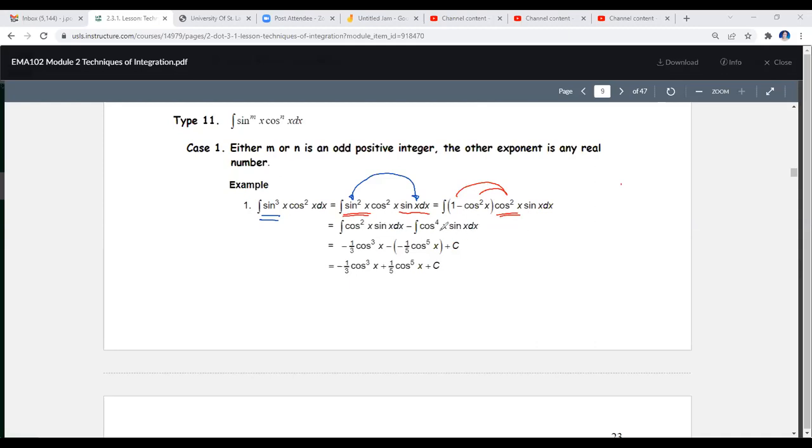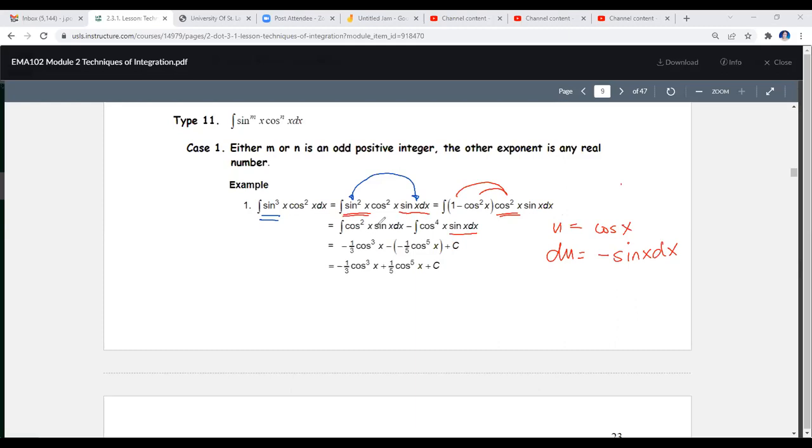So in these two terms that you see here, class, your u are all cosine of x function. Your du is negative sine of x dx. But since you already have the sine of x dx here, all you need to do is multiply it with negative 1, and before such integral, you also multiply by negative 1.